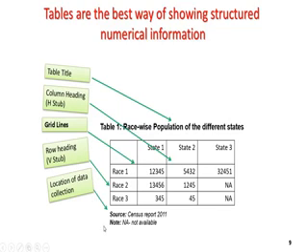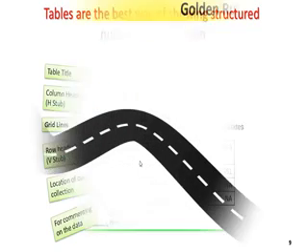Then we have the source, from which you have collected the data, and then we have some complementary notes. If you have something in your table which requires explanation, it should come below the source and is generally written in italics, but the words note and source are written in bold letters. So these are some technical terms associated with a tabular representation.